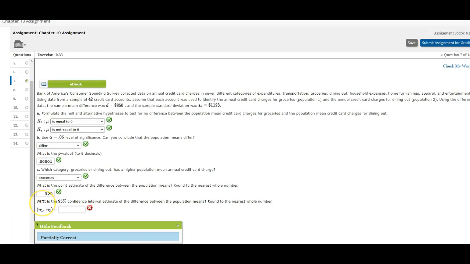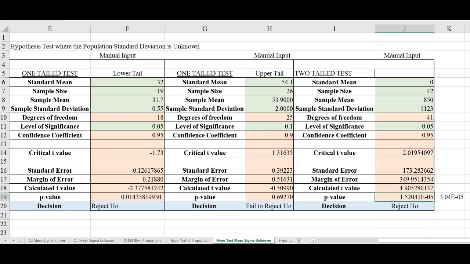Now, this last part is problematic. What is a 95% confidence interval estimate of the difference between the population means? Now, in the book, they give you the impression that you can use the confidence interval estimate for a mean. Using the tool, I would use my confidence interval for a mean where sigma is unknown.